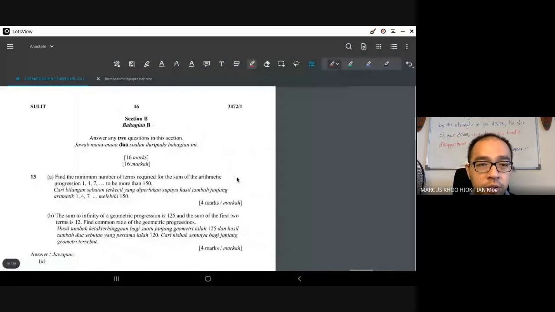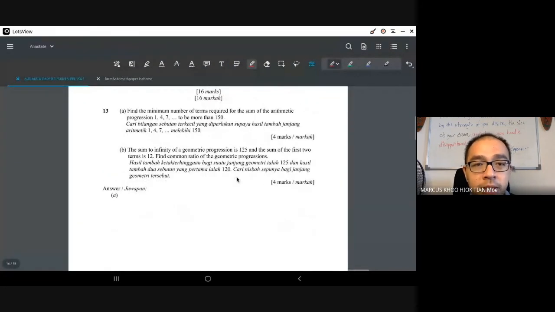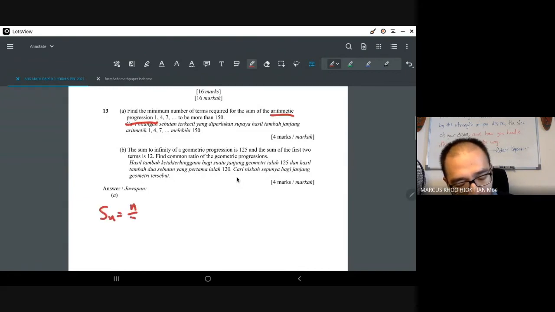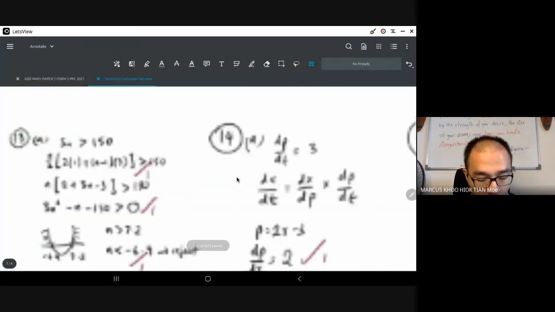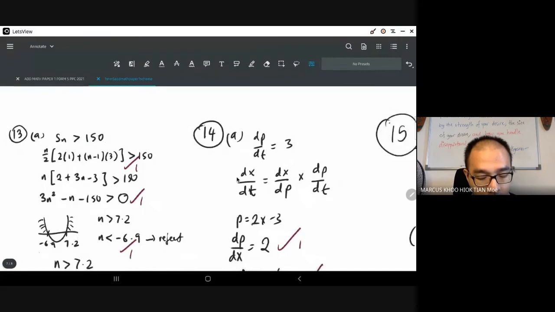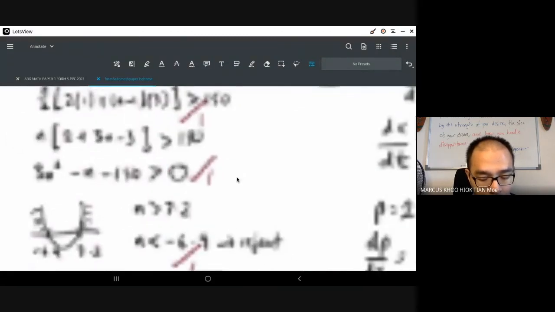All right, let's continue to question number 13 now. Find the minimum number of terms required for the sum of the arithmetic progression 147 to be more than 150. Okay, first of all, it's an arithmetic progression. So the sum is Sn equals to n over 2, 2a plus n minus 1 d. Okay, we want to find the range of values of n. Okay, so this will be how we will start it off lah. Okay, we will start off with the line Sn is more than 150.